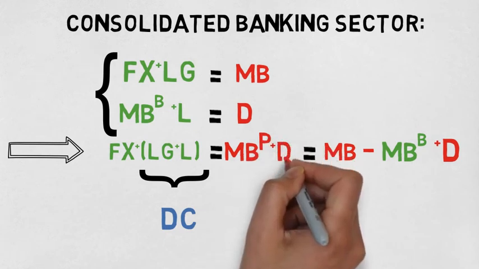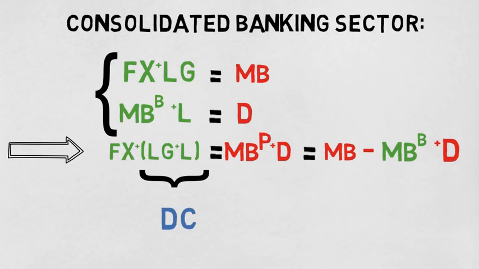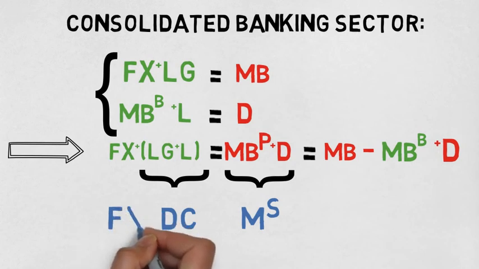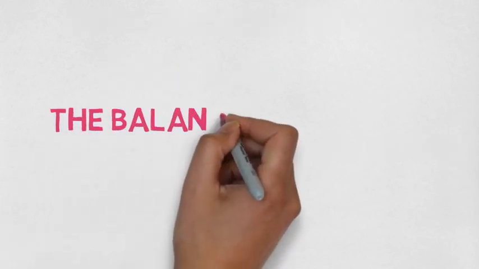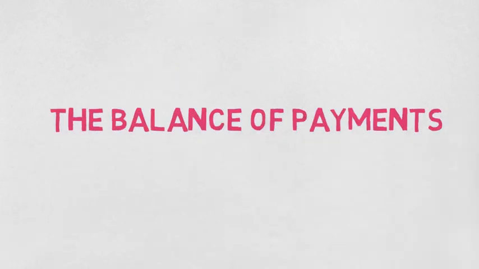The right-hand side can be simplified further, since MBP plus D is total currency in circulation plus deposits in the banks, which is also known as the money stock MS. So we get that money supply is the sum of domestic credit and the value of reserves held by the central bank. So that's a quick summary of the balance of payments and what it involves.